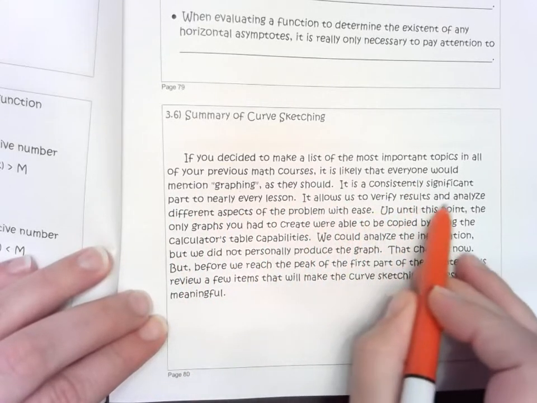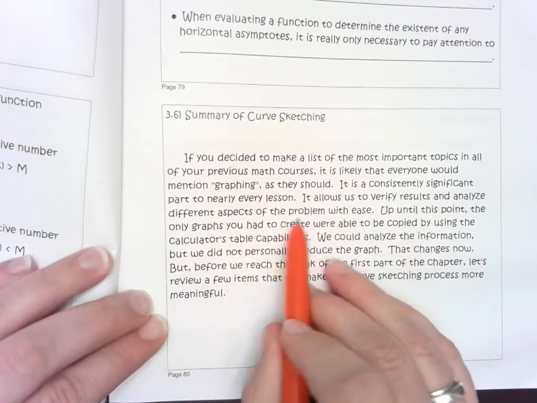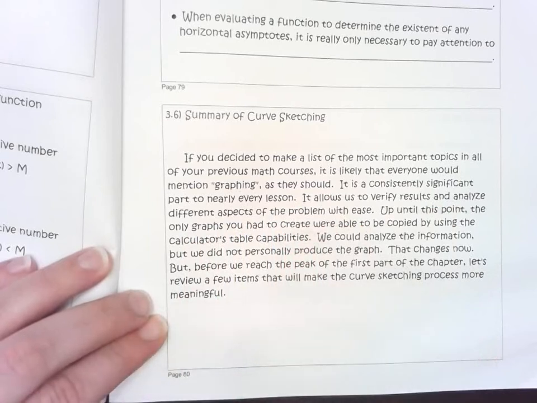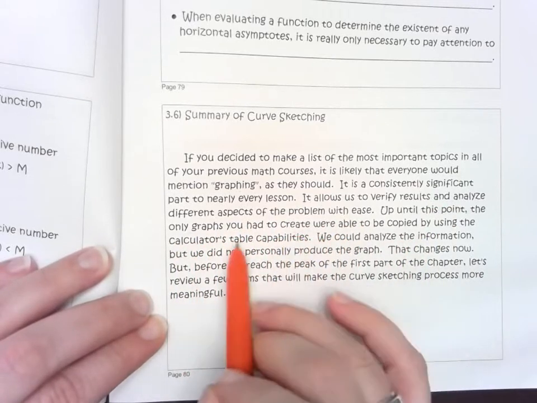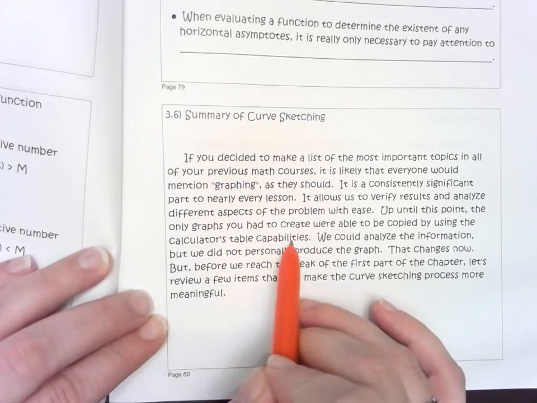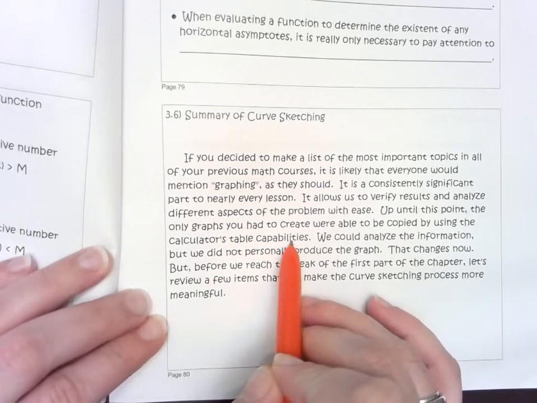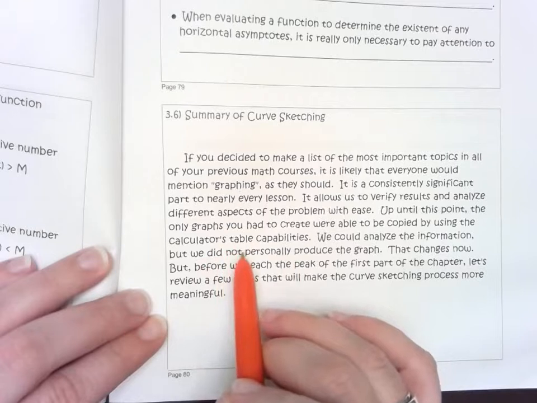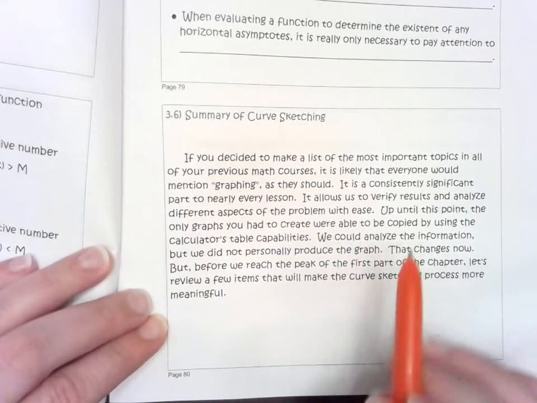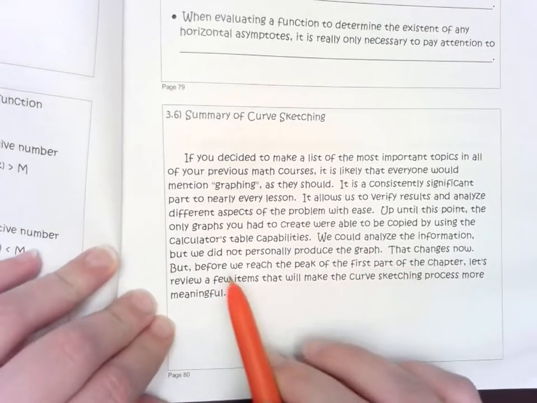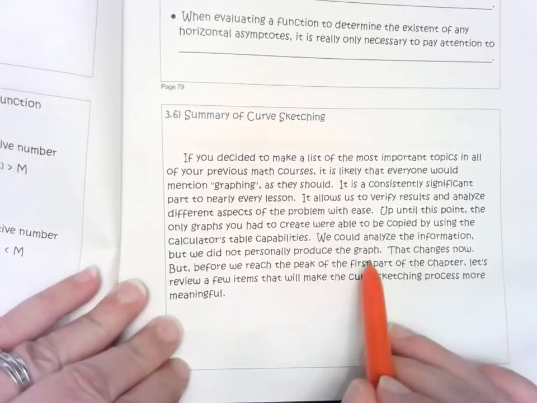It allows us to verify results and analyze different aspects of the problem with ease, and up until this point, the only graphs you had to create were able to be copied by using the calculator's table capabilities. The graphs that we have today, some of those numbers will be on the table, but we're going to figure out how to create the essence of the graph without worrying about all the different points to be graphed individually. We could analyze the information, but we did not personally produce the graph.